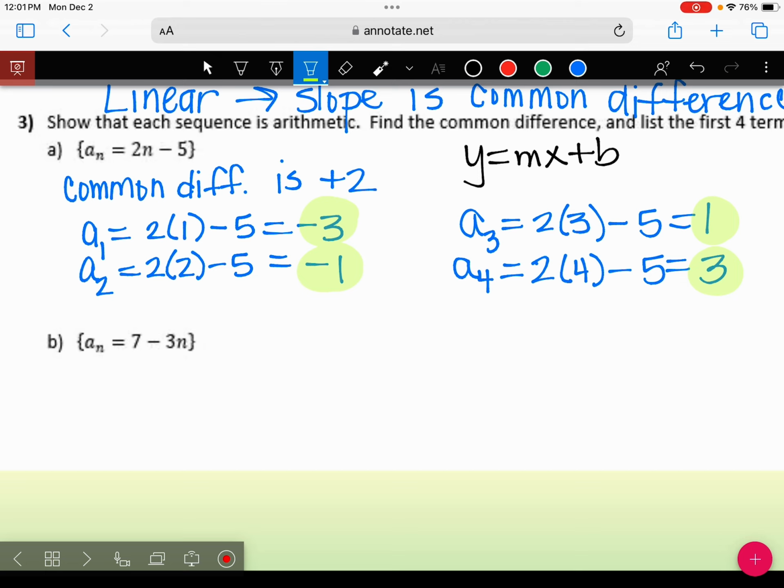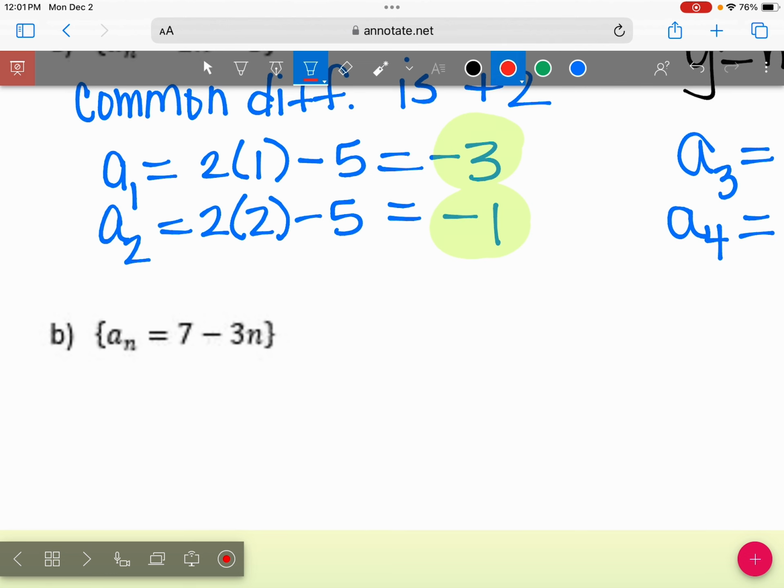Who had that? All right, I want you to take a minute and do B by yourself. Now, we'll help you out. What is the slope of B? All right, good. So our common difference is -3. That's the number that's being multiplied by n. That's your common difference. Go ahead and find the first 4 terms.